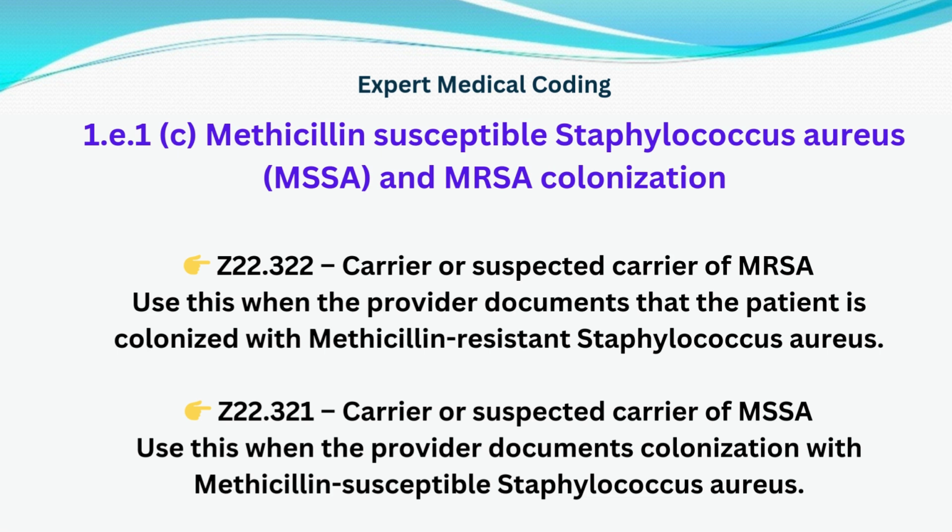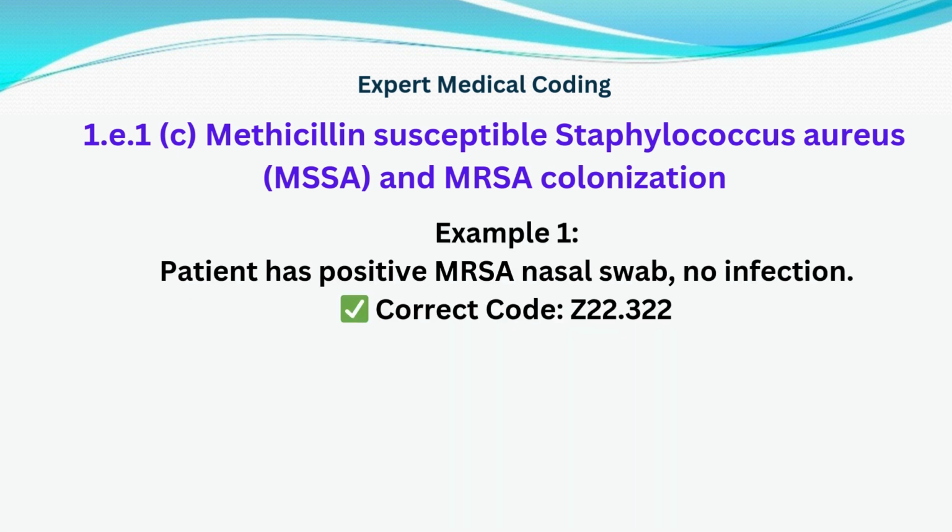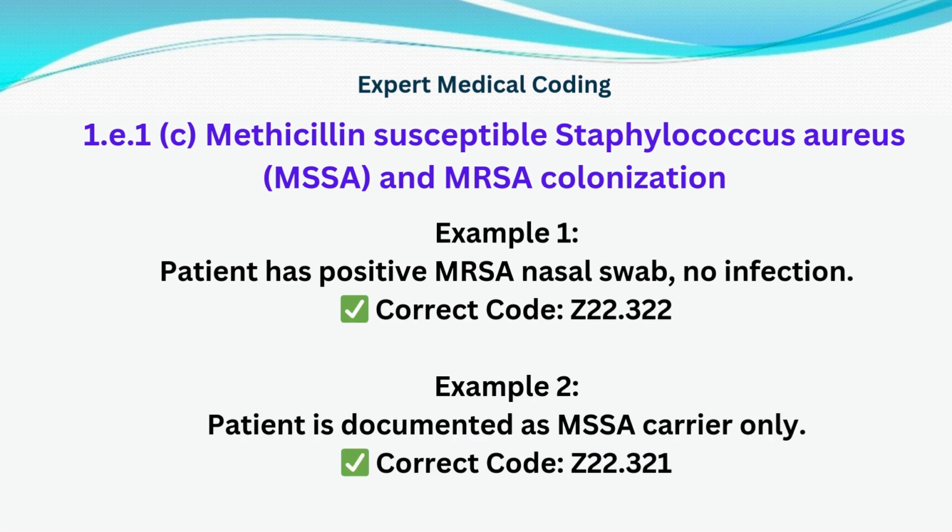Z22.321, carrier or suspected carrier of MSSA. Use this when the provider documents colonization with MSSA. So colonization is not necessarily a disease process. It simply means the bacteria is present. Only assign these codes when clearly documented by the provider. Example: patient has a positive MRSA nasal swab, no infection. We have to code Z22.322. Example 2: patient is documented as an MSSA carrier only. So we have to code Z22.321.